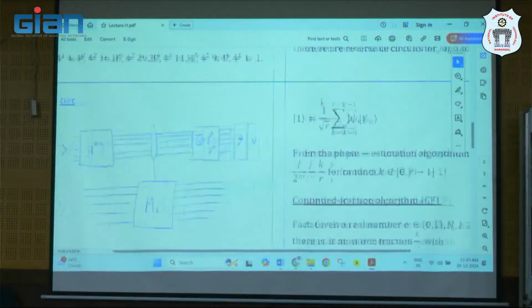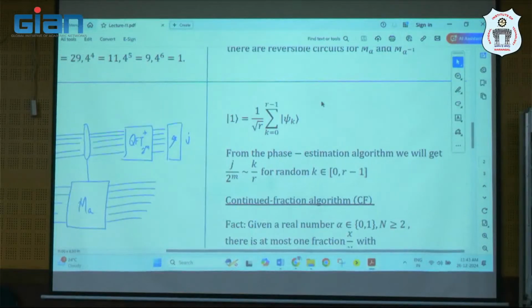This thing we will do later if we get time, okay. But for now let's take it for granted that if you sum all these psi k's from 0 to r minus 1, what do we get? Ket 1. If we sum all the psi k's from 0 to r minus 1, we get Ket 1. Let us take this for granted.